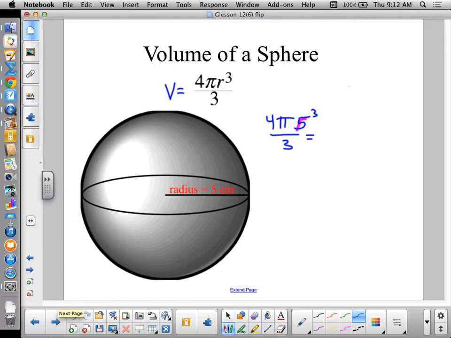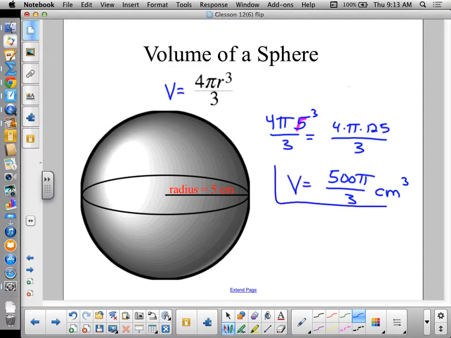So again, order of operations tells me I have to do that 5 cubed first. So that's 4 times pi times 125 over 3. The 4 times 125 is 500 pi over 3. We're going to find that unless that radius is a multiple of 3 somehow, that generally this does not reduce. So we just put our units in, which is going to be centimeters cubed because it's a volume. So again, volume and surface area are very simple for a sphere.